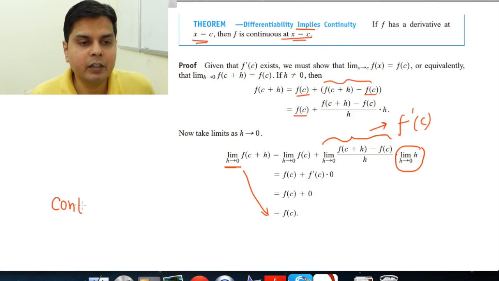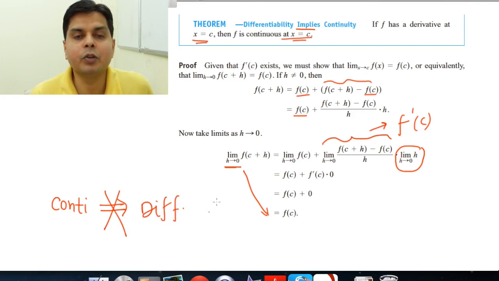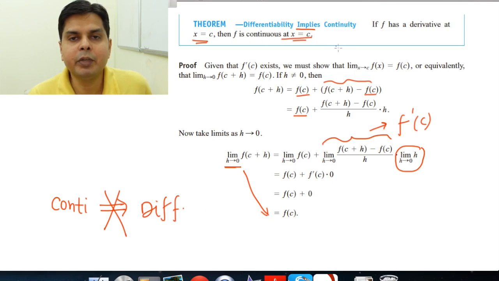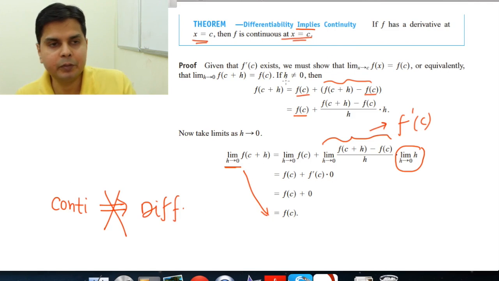That is, continuity does not imply differentiability. This is not true. But differentiability implies continuity.